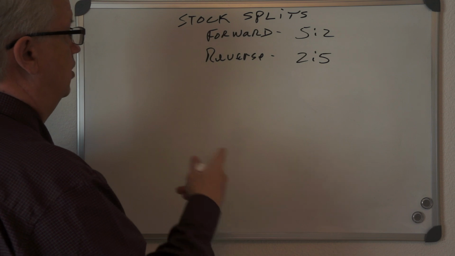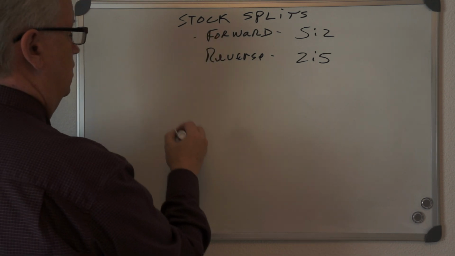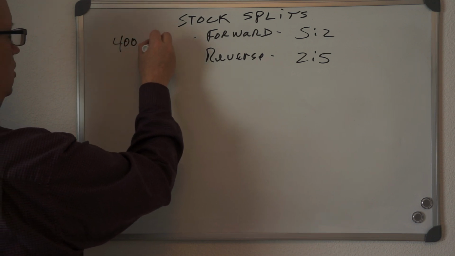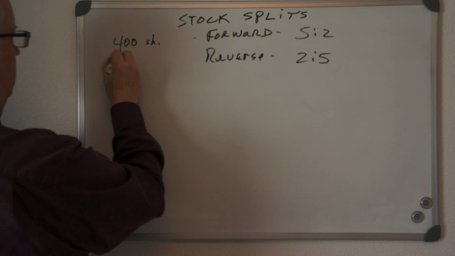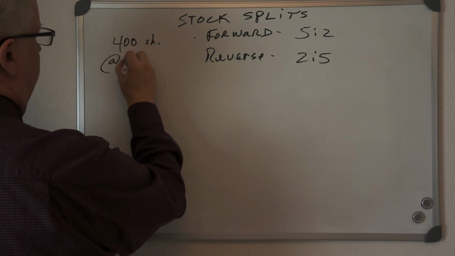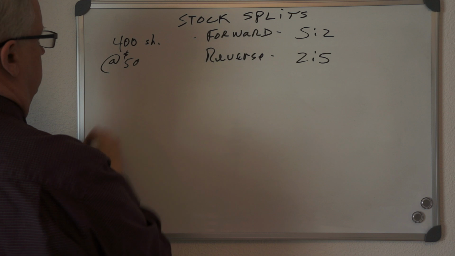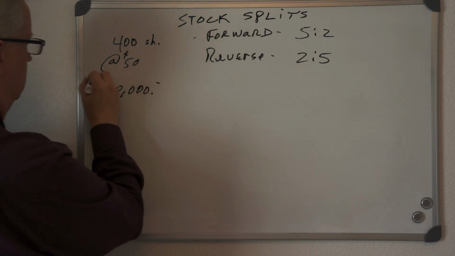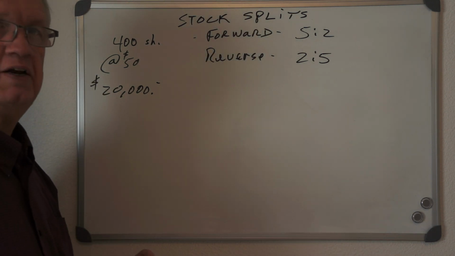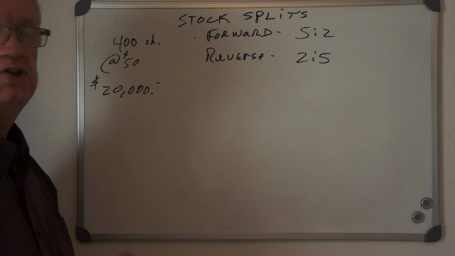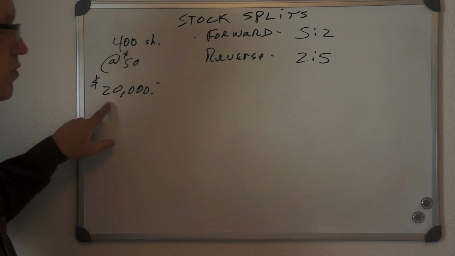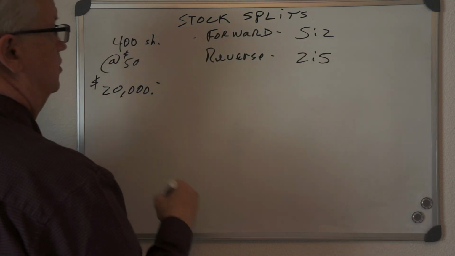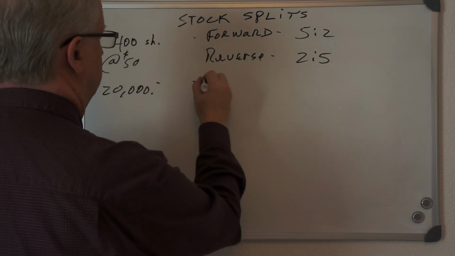So let's do one calculation. Let's do the forward, it's the most popular. You own, let's say, 400 shares at $50 a share. So you got a portfolio of $20,000 in that stock. After we calculate it, multiply the two answers, it should equal 20,000 now. So let's take a look at a forward split. Let's say 5 to 2. How do we figure out the number of shares?